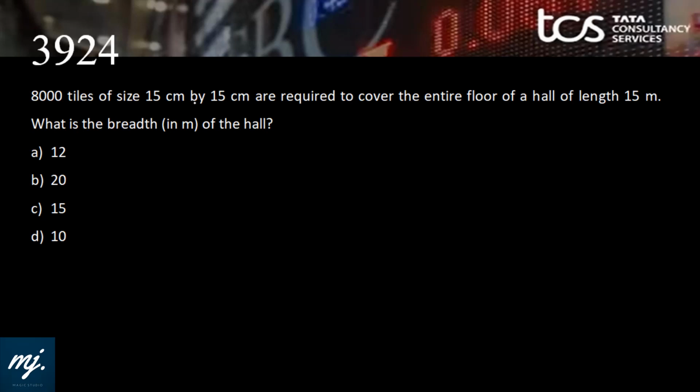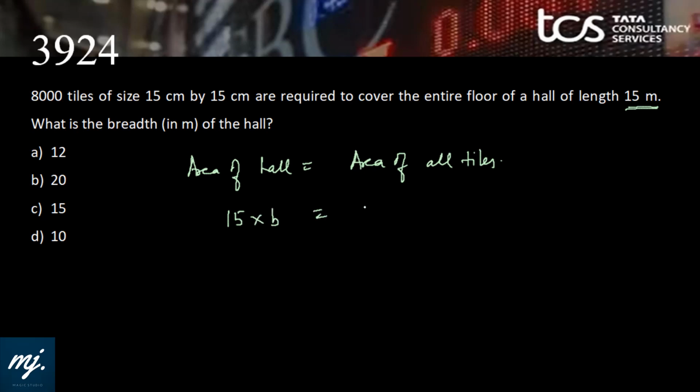"8,000 tiles of size 15 centimeter by 15 centimeter are required to cover the entire floor of a hall of length 15 meter. What is the breadth of the hall?" Simple. Area of hall must be equal to area of all tiles. Area of hall is 15 into breadth, and area of all tiles is 8,000 into, but this is in meter, but these are in centimeter. So 15 centimeter is 15 by 100 into 15 by 100 meters.